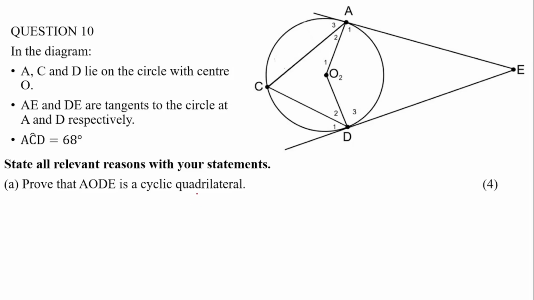Welcome back. Let's do question 10. In the diagram, A, C, and D lie on the circle with center O. We can see A, C, and D, AE and DE. We have AE and DE are tangents to the circle at A and D respectively. They are tangents. So what should we think of here? We should think of the tangent theorems.